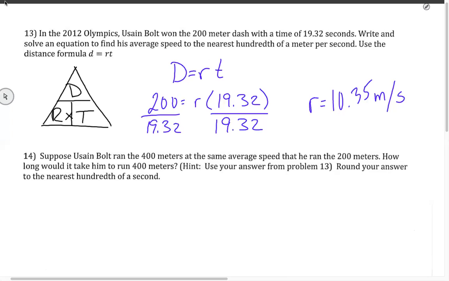It's insane. Now, let's suppose Usain Bolt ran the 400 meters. And to put that in perspective, Nate, 400 meters. Do you know how far that is? Yeah. How far? Hold on. Don't say 400 meters.